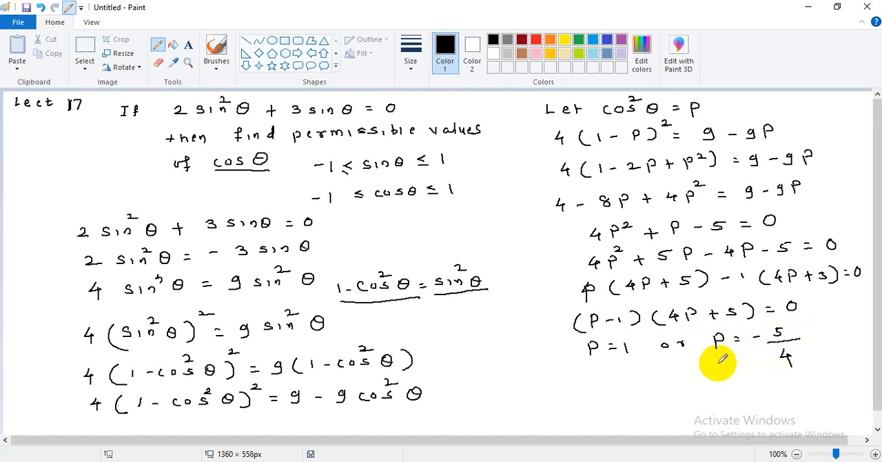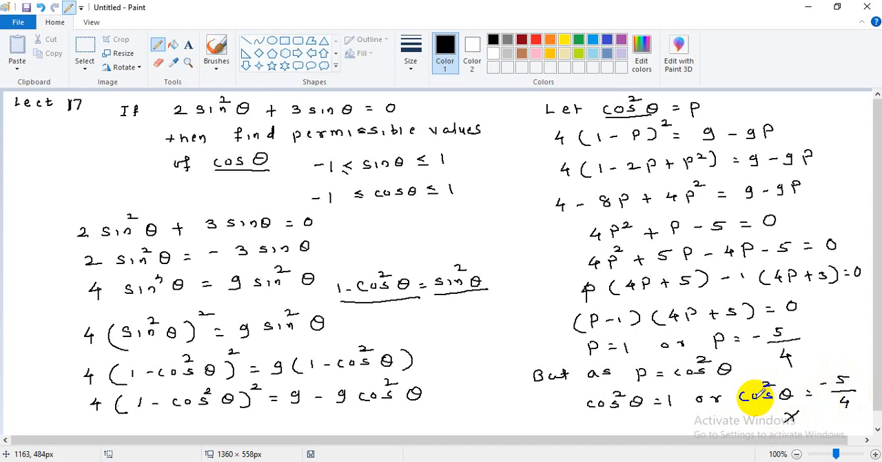Now see what happens here: p is cos square theta, so here you get the actual meaning. But I can say like this, as p is equal to cos squared theta, what do we get? So we get cos squared theta is 1 or cos squared theta is equal to minus 5 upon 4. Now this is impossible. Why impossible? Because square of any real number cannot be negative. We know, we are not studying complex numbers here, right?